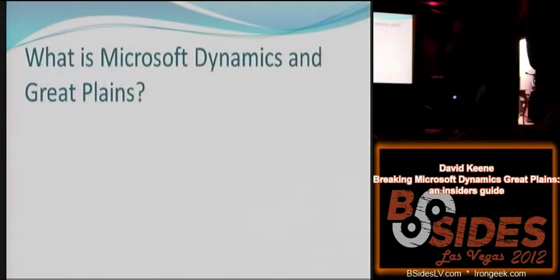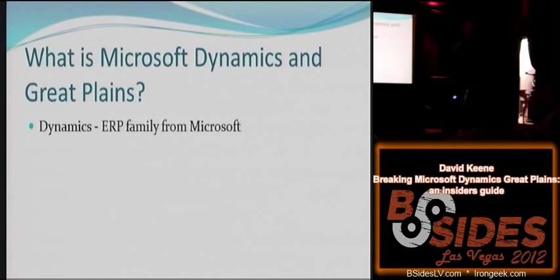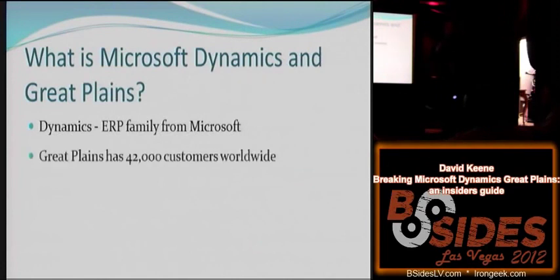So let's answer this question. What is Microsoft Dynamics, and what is Great Plains? Dynamics is the enterprise resource planning software suite from Microsoft. It encompasses multiple different types across multiple different business lines, Great Plains being one of the bigger ones in the mid-level market. There are about 42,000 customers that use Great Plains worldwide right now. Some that come to mind are Caribou Coffee, UNICEF, and several of the United Ways. So it's not necessarily a small-level administrative piece of software. It's being used by quite a large market.